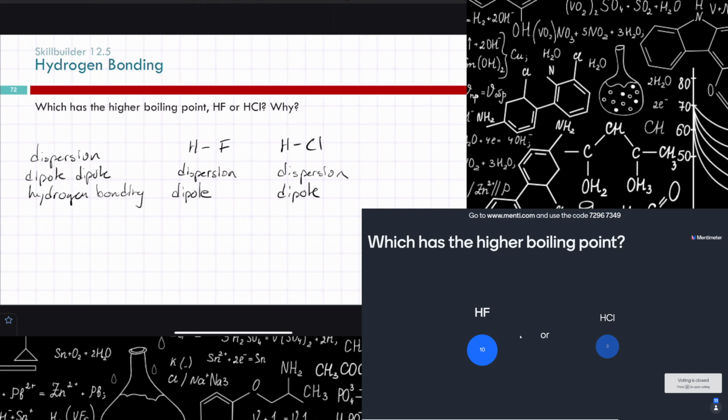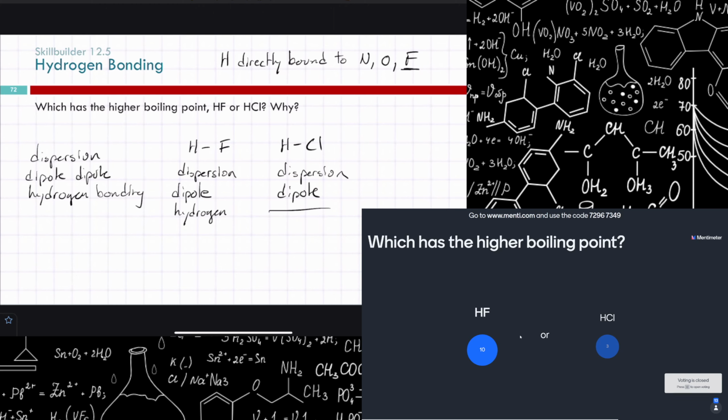And then our last force here is hydrogen bonding. Hydrogen bonding is stronger than dipole-dipole, and it's stronger than dispersion. The key there is that you have to have hydrogen directly bound to nitrogen, oxygen, or fluorine. So here we do have fluorine, right? We have hydrogen directly bound to fluorine, so we're going to have hydrogen bonding here as well. But we're not going to have hydrogen bonding for HCl.